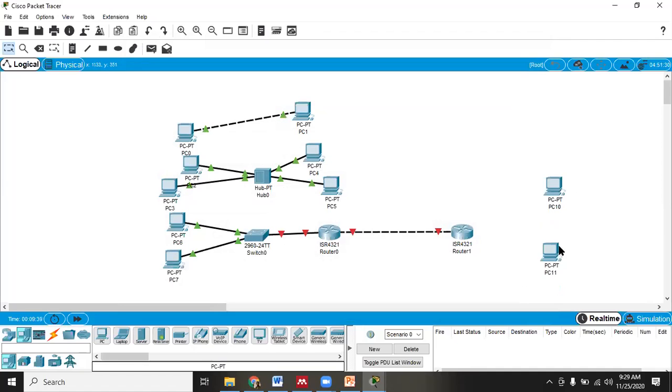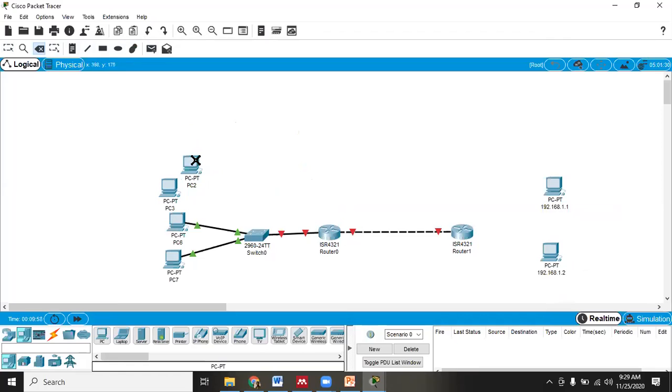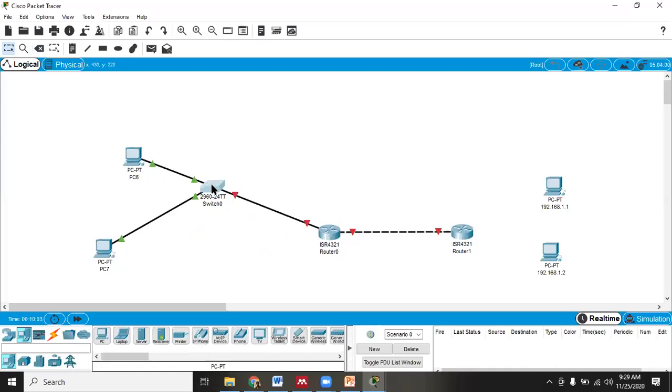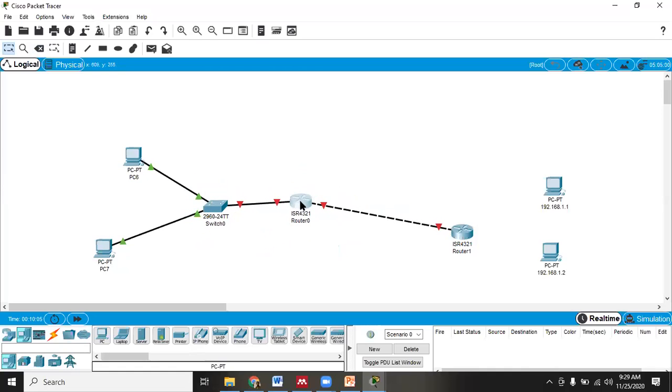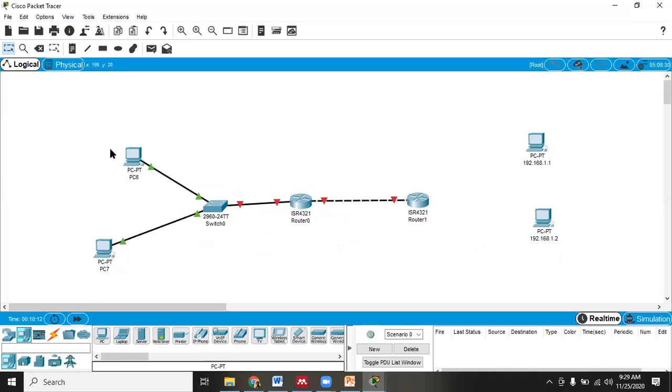Now this is a different network. I'm just renaming it for your reference. That is 192.168.1.1. This is 192.168.1.2, and on the other side I'm deleting the switch and hub case so that you can see a clear picture of this. Yes, and this is a very important practical, and this is the final output of this chapter, right?